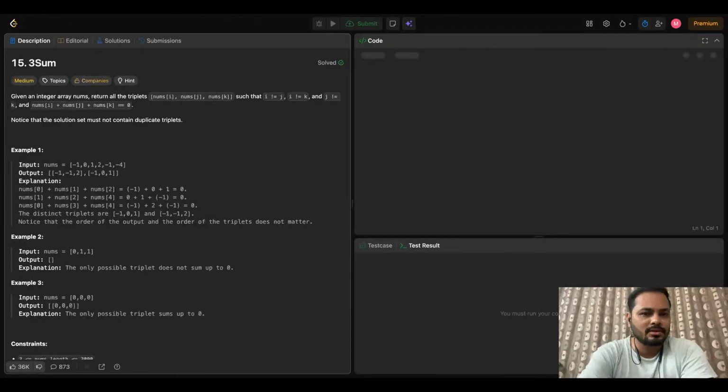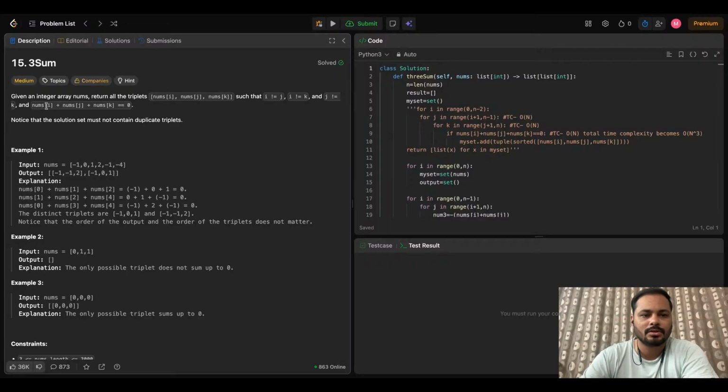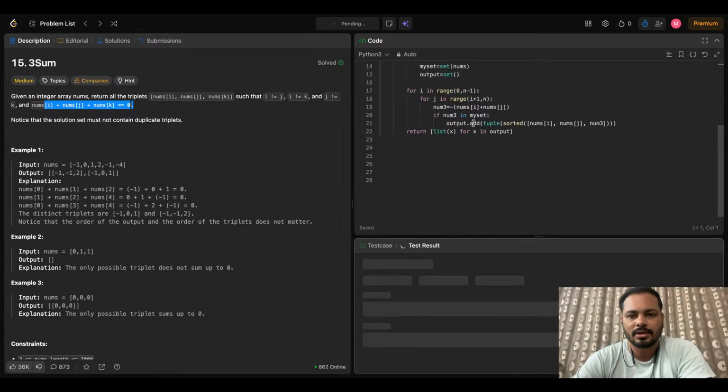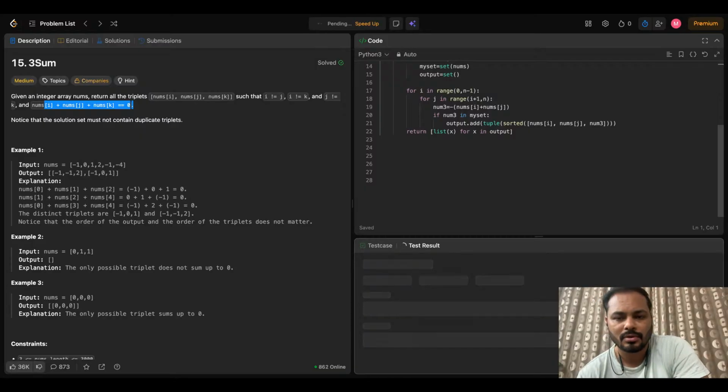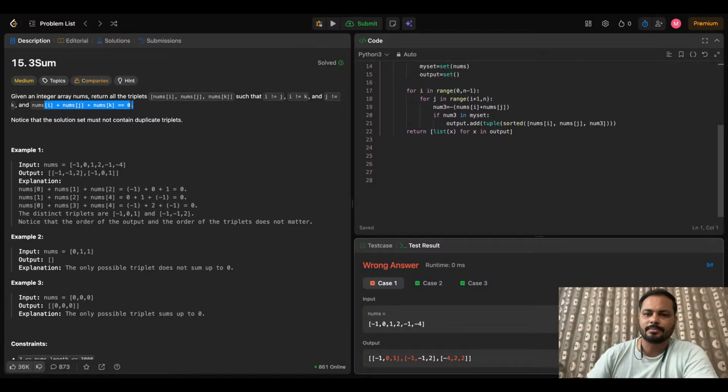So yesterday we were talking about this question: given an integer array nums, return all the triplets such that i should not be equal to j, j should not be equal to k, and the summation of all these three numbers should be equal to 0, right? We tried this thing and it went wrong. So starting from the same step.